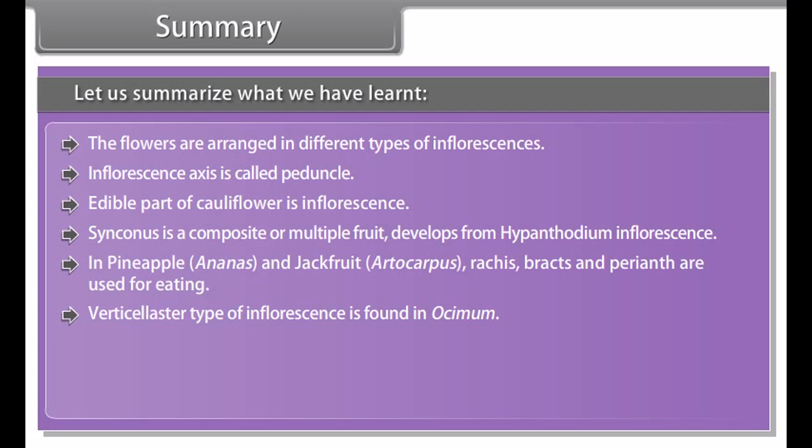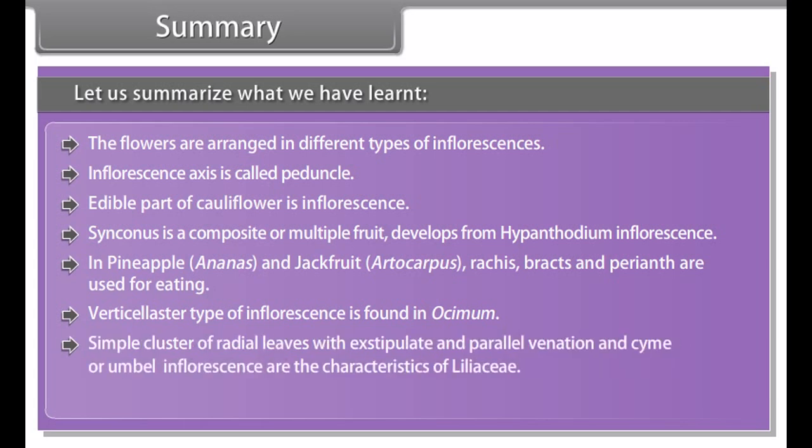Verticillaster type of inflorescence is found in Ocimum. Simple cluster of radial leaves with exstipulate and parallel venation and cyme or umbel inflorescence are the characteristics of Liliaceae. In family Gramineae, inflorescence is spikelet.